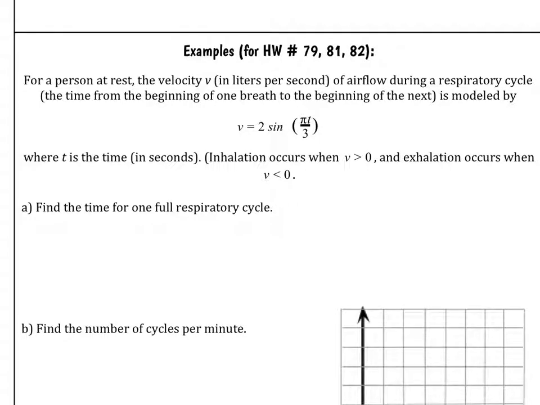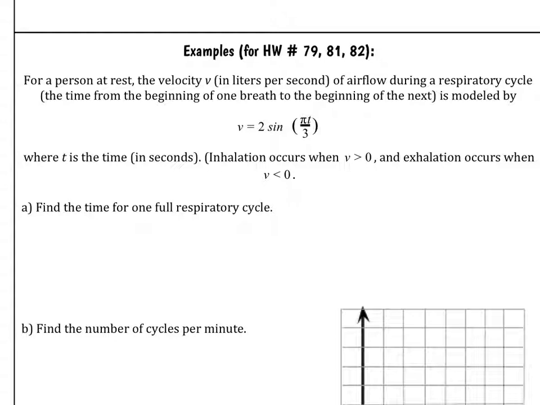So now let's look at some word problems, or just an example of a word problem. For this example, I just took something similar to the textbook and changed the numbers a little bit. For a person at rest, the velocity v in liters per second of airflow during a respiratory cycle, the time from the beginning of one breath to the beginning of the next, is modeled by v equals 2 sine of pi t over 3, where t is time in seconds.